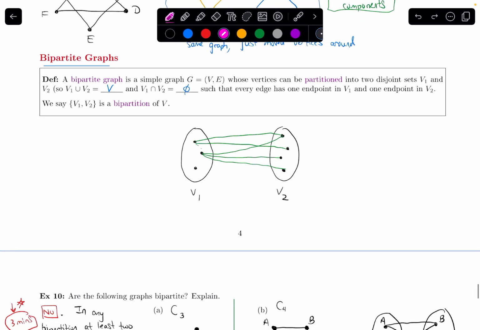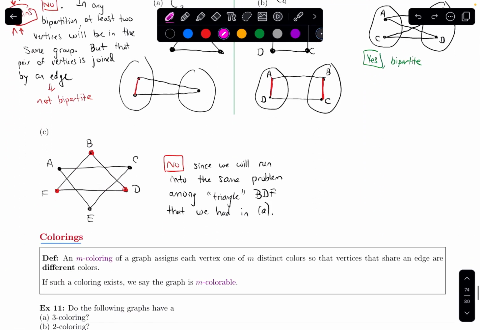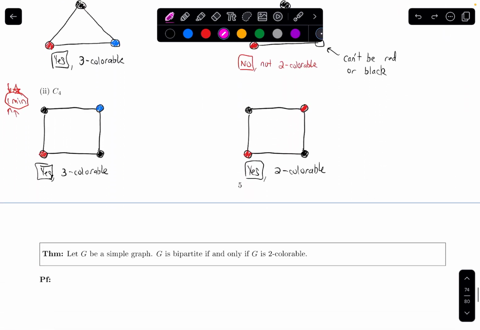Okay, so conceptually, one of the reasons why I might expect there to be a relationship between these 2 things is, well, bipartite involves splitting a graph into 2 pieces, and 2 colorable has the number 2 in it.